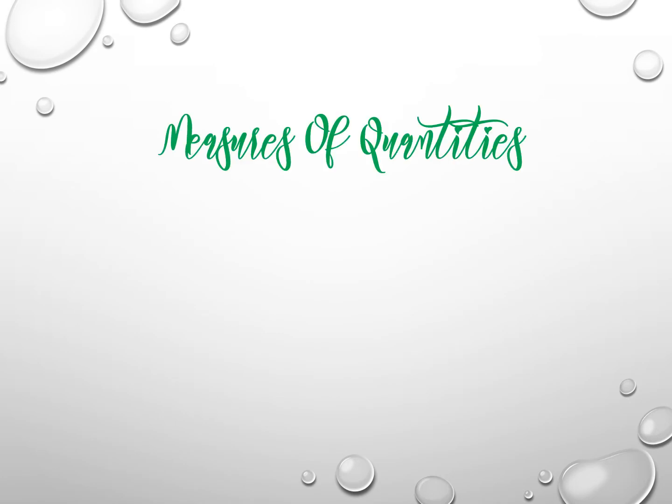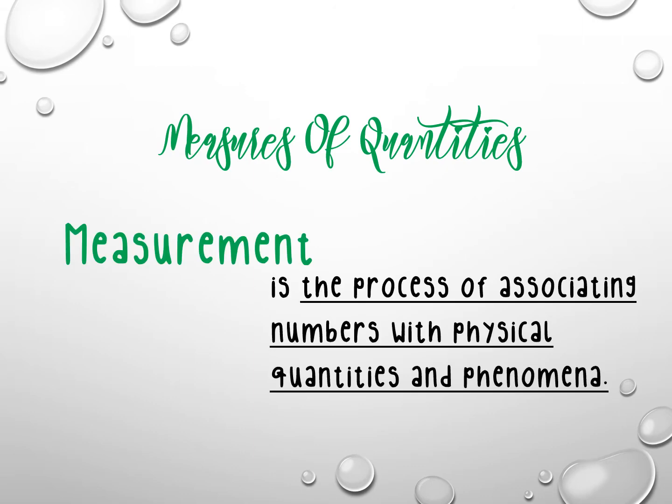Let us have the lesson proper now about the measures of the quantities. Okay, so by mathematical definition, measurement is the process of associating numbers with physical quantities and phenomena. We use different measuring tools for a certain quantity to be measured. For example, we use a ruler in measuring the length, a weighing scale in measuring the mass or weight, and a measuring cup in determining the amount of a certain object. There are a lot of tools or devices appropriate in measuring objects. However, these instruments were not yet invented in ancient times.